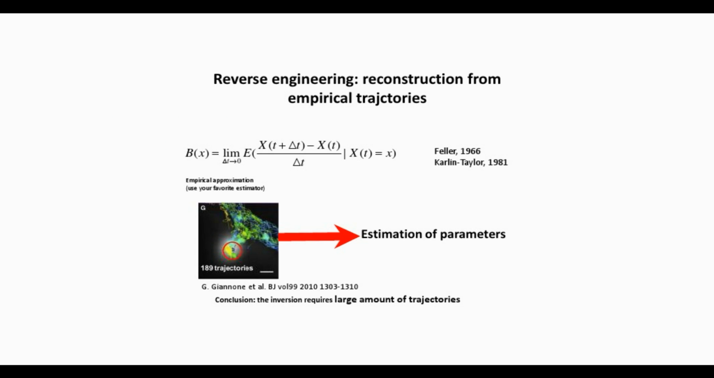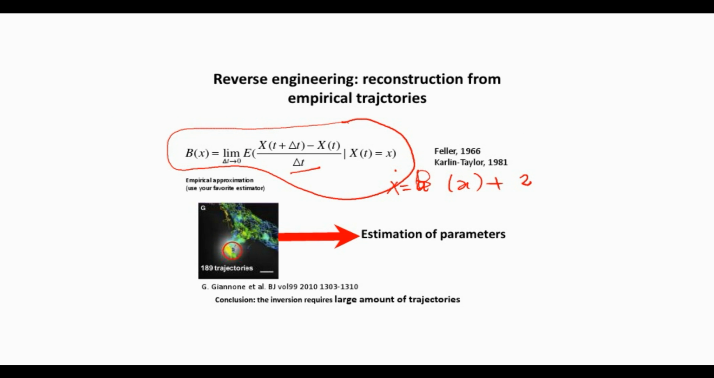So then we can take what we have done here to estimate the drift, which is given by the following formula. This is the limit as delta t goes to 0 of the expectation of the difference of x(t plus delta t) minus x(t), divided by delta t. So for a classical stochastic process, which is x dot equals b of x plus square root of 2 dw dot, you can recover here b of x from your trajectory by the following formula.